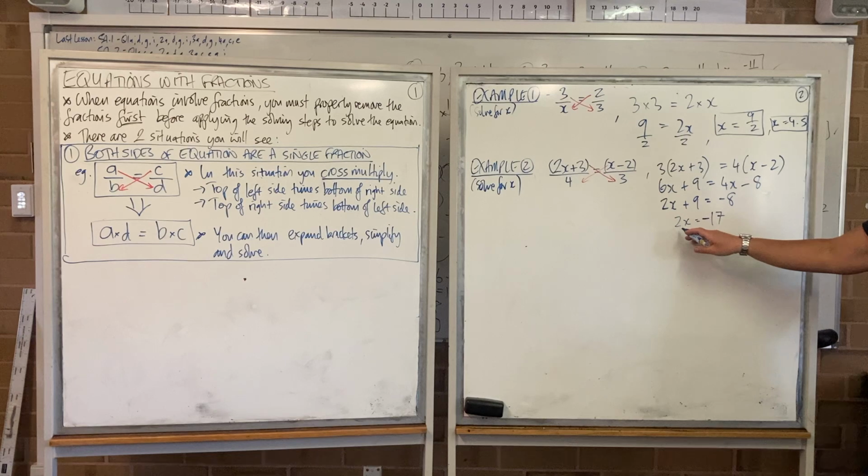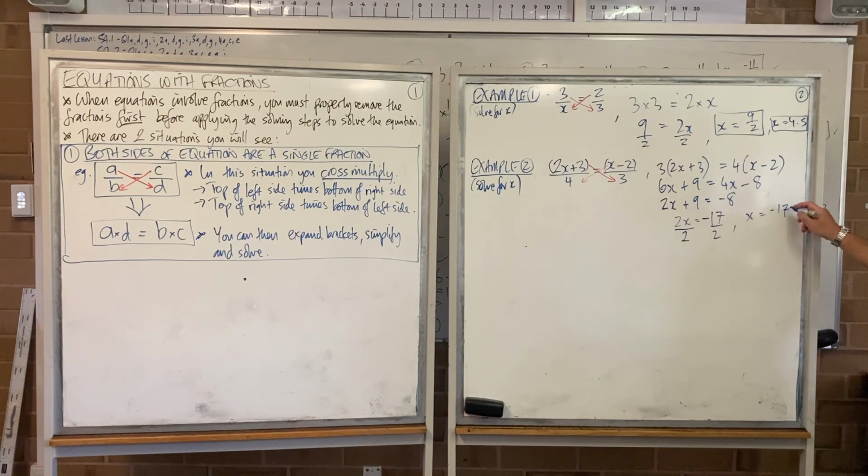What's the 2 doing to x? Times it. So divide by 2, divide by 2. Your x is going to be negative 17 on 2. I don't think that cancels down.